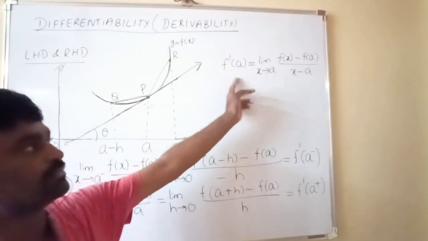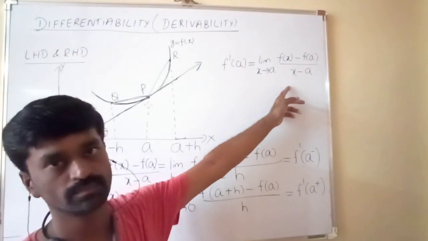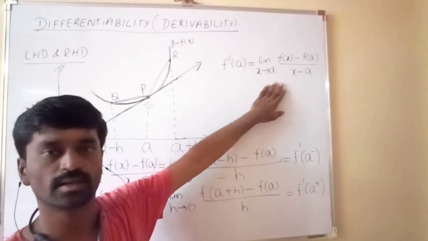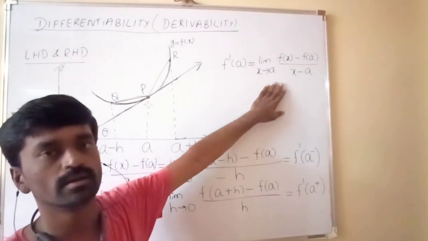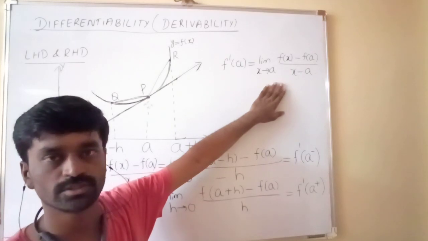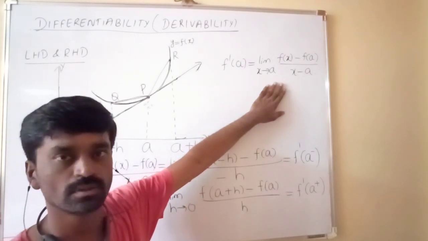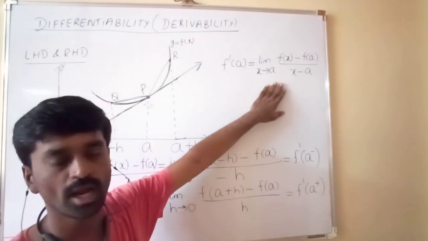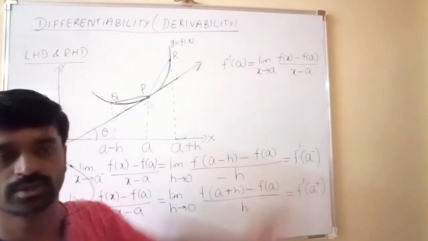Thus f dash of a is equal to this definition, and it gives geometrically the slope of the tangent to the curve at x is equal to a. And the physical meaning is that it gives the instantaneous rate of change of the function. That means it gives the rate of change of the function at x is equal to a, provided that f is differentiable.